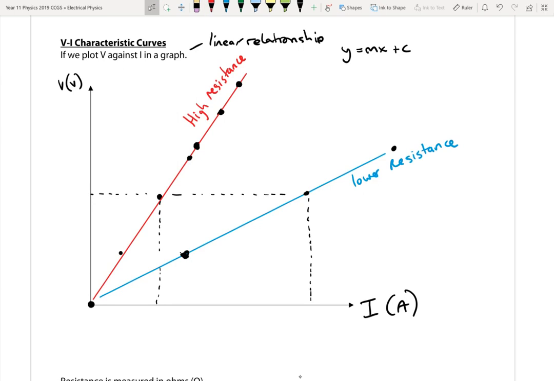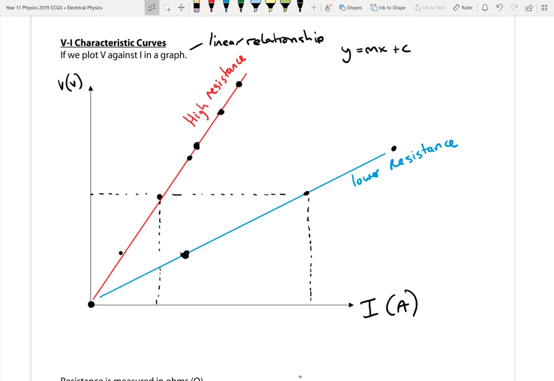And we will do an experiment where you essentially do this. You're going to vary the EMF across a device and you're going to measure the current that flows through it. Okay? It's pretty easy. You can just determine its electrical resistance.